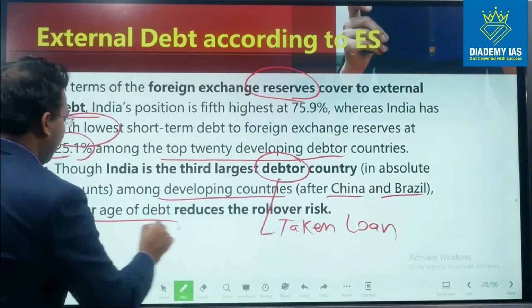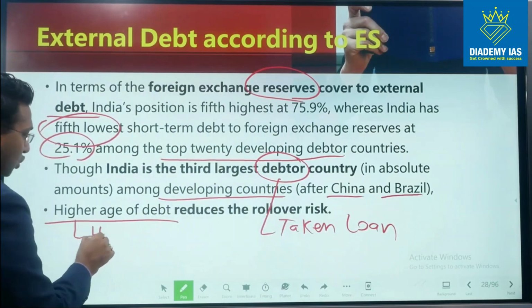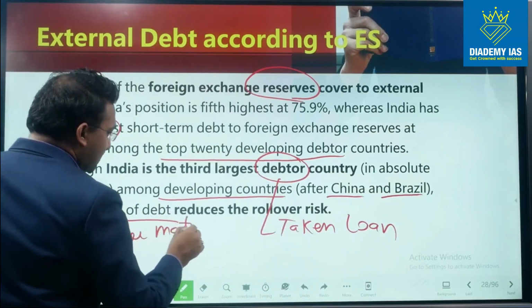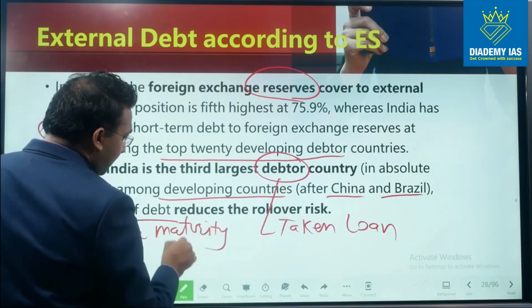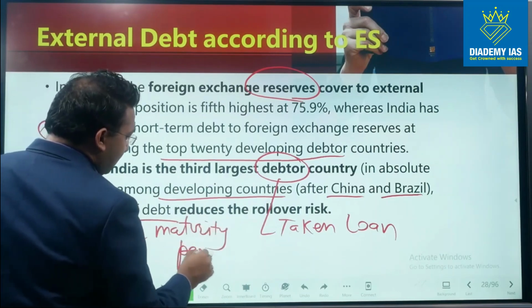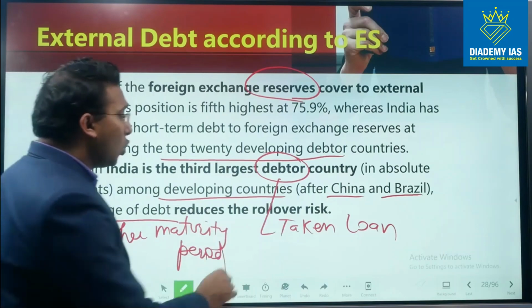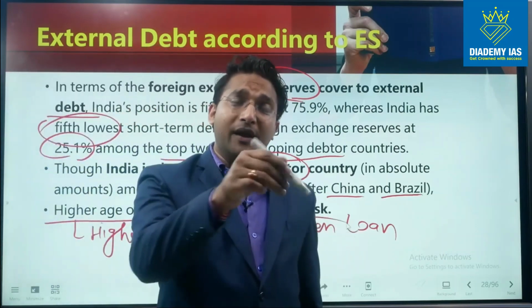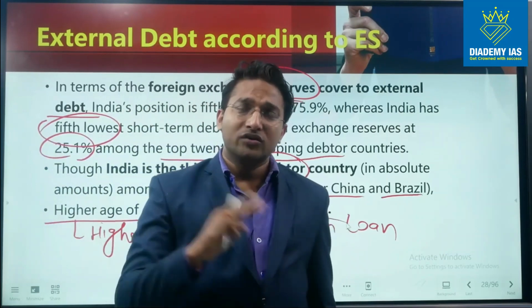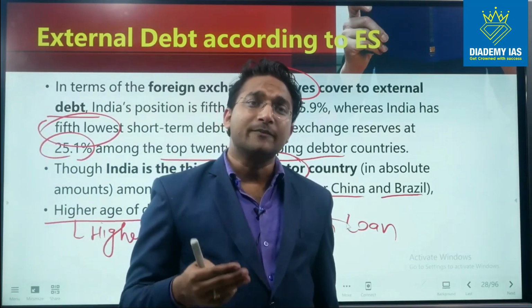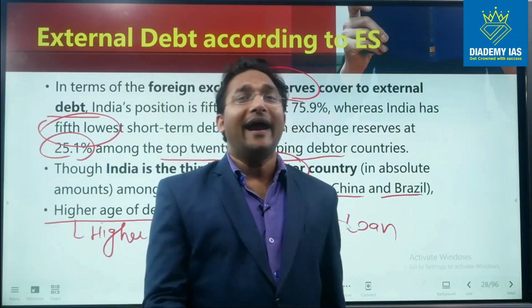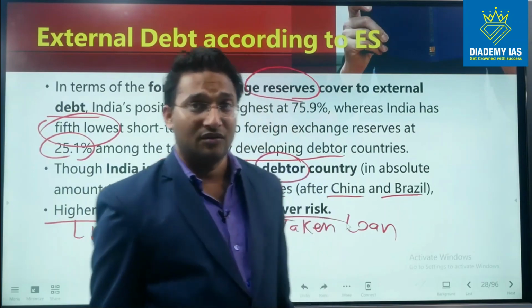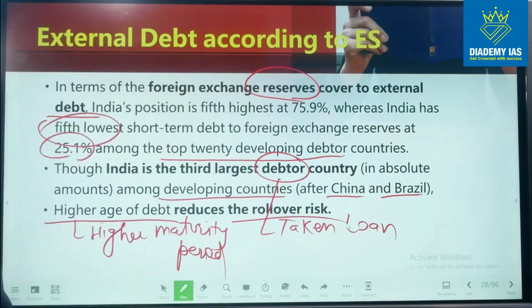Higher age of debt, that means the higher maturity period, right? So the maturity period is not just 1 year, 2 years. The maturity period is 25 years, 30 years, 50 years. So it reduces the rollover risk. Rollover risk means we do not need to repay and take back the loan again and again. So that risk is reduced, right? Otherwise we need to repay the loan, and maybe in the future we will not be able to get the loan from another person. So this risk is always there.